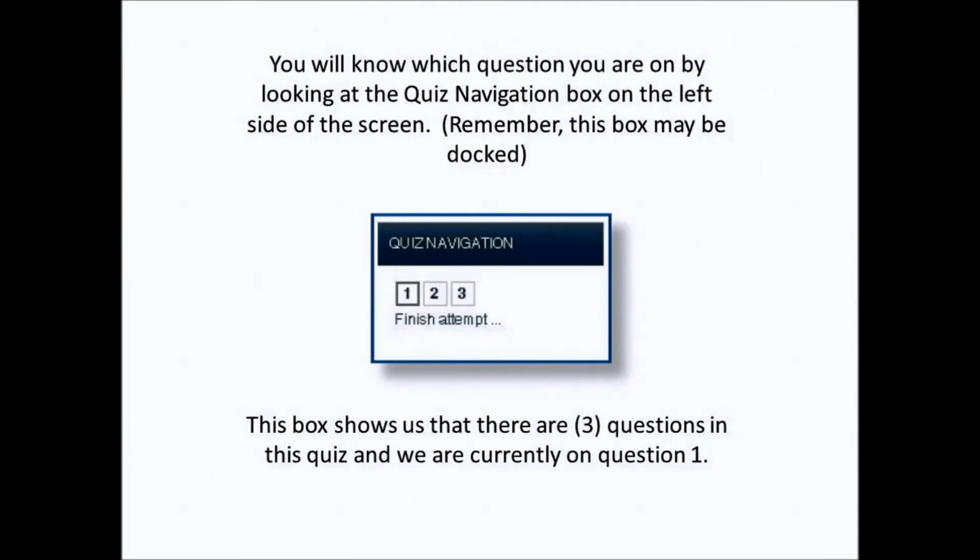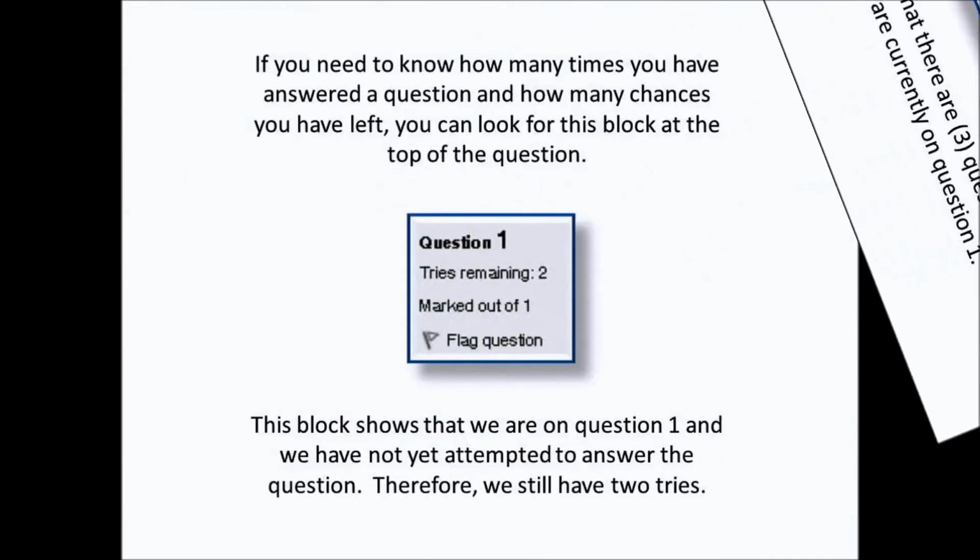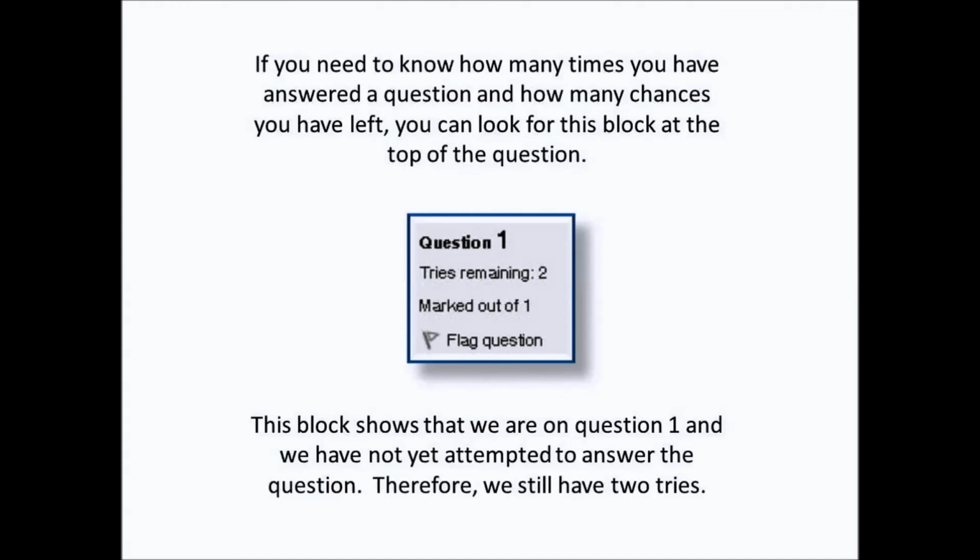You will know which question you are on by looking at the quiz navigation box on the left side of the screen. Remember, this box may be docked. This box shows us that there are 3 questions in this quiz, and we are currently on question 1. If you need to know how many times you have answered a question and how many chances you have left, you can look for this block at the top of the question. This block shows that we are on question 1. We have not yet attempted to answer the question. Therefore, we still have 2 tries.